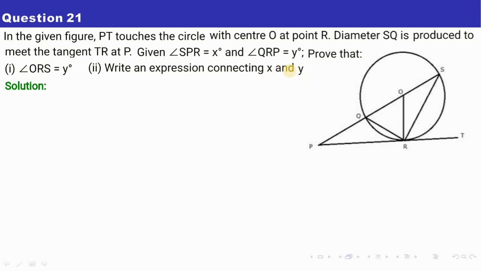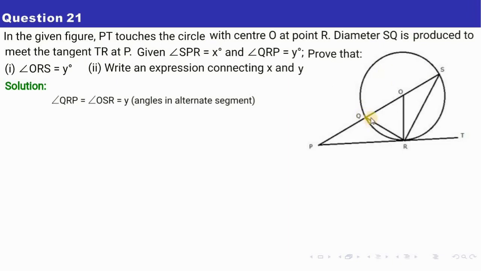So let's quickly see the first part. According to the solution, it is said that angle QRP and angle OSR are equal to y. So let us see where QRP is. QRP means this angle, and it will be equal to OSR. So what is QR? QR is a chord and PT is a tangent, right? So there is a segment being formed here. This smaller segment is the minor segment, and the rest of the circle is called the major segment.